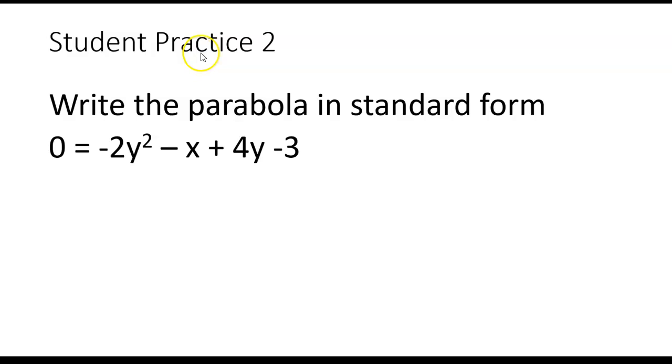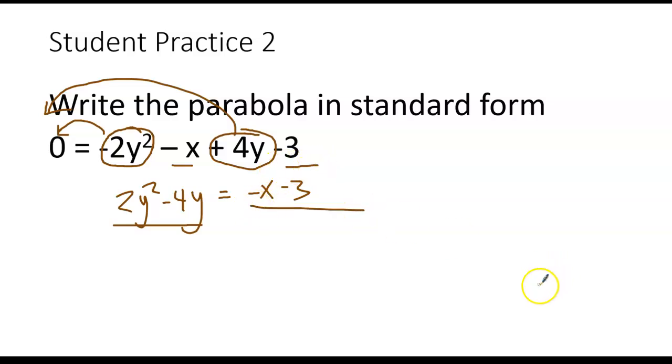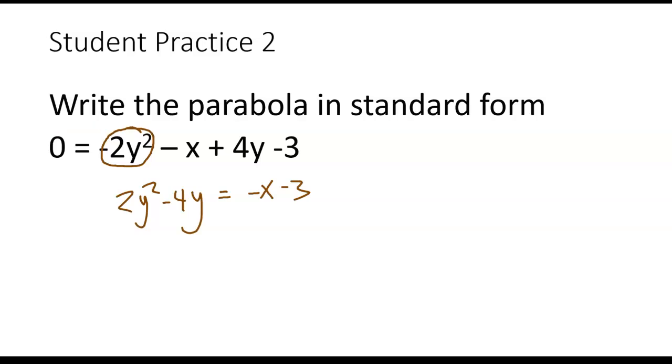Here we go. So go ahead and pause the video here and do the first step, and when you unpause the video, you will see the solution. So this is the result of the first step. You should have added the 2y squared to this side, and you also should have subtracted the 4y to this side, and the result is 2y squared minus 4y equals the other two things that were left on the other side, -x minus 3.